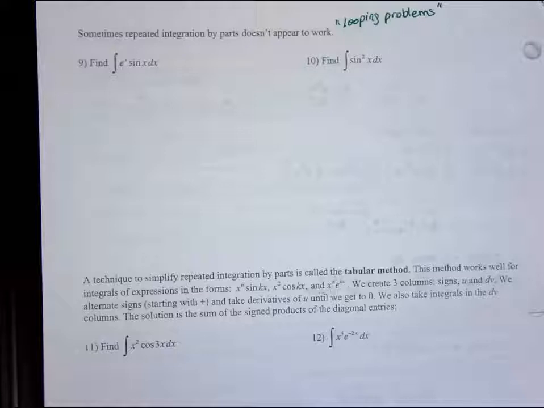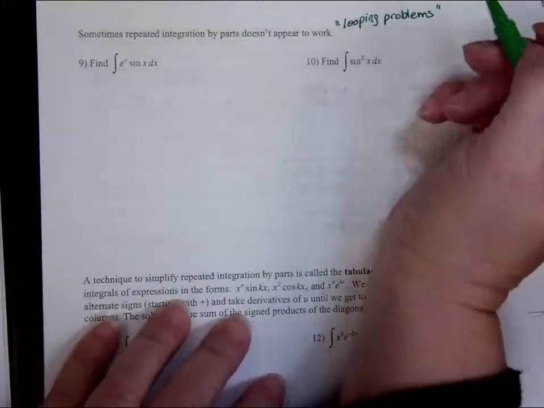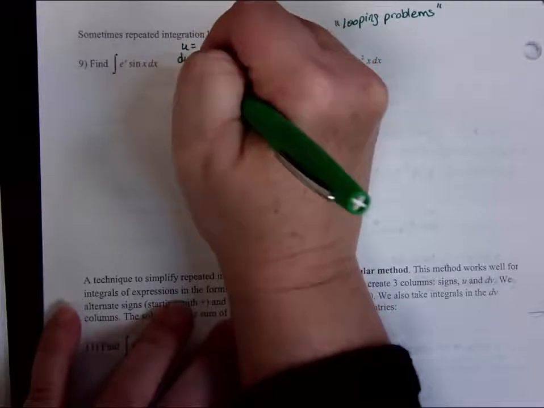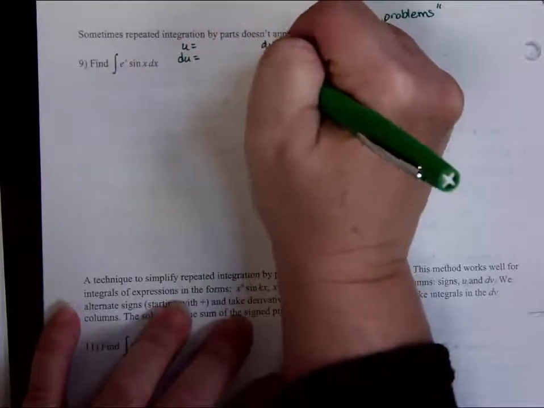So there's a special way to do these problems. We're only going to do number 9. So let's talk about how to do this problem and how to get rid of the looping issue. So we have our u and our du and our dv and our v.